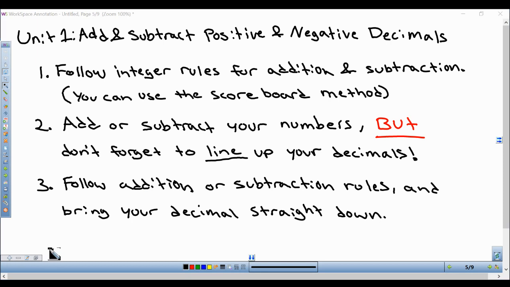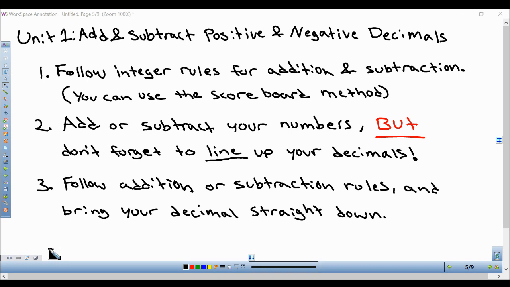And today we're going to be going over adding and subtracting positive and negative decimals. Decimals are something that you guys should be comfortable with. They're something that you guys should have done last year in sixth grade and fifth grade, adding and subtracting. But today we are going to be doing a little bit more than that. We're going to be throwing in some negative numbers.